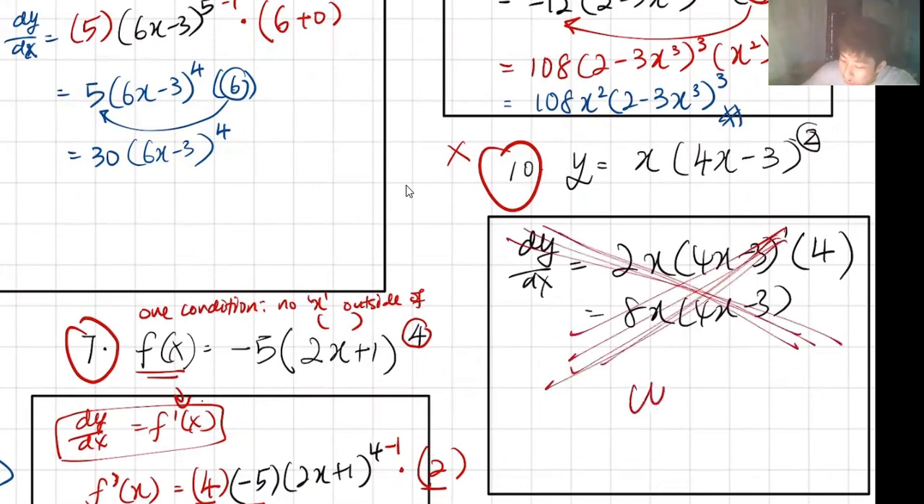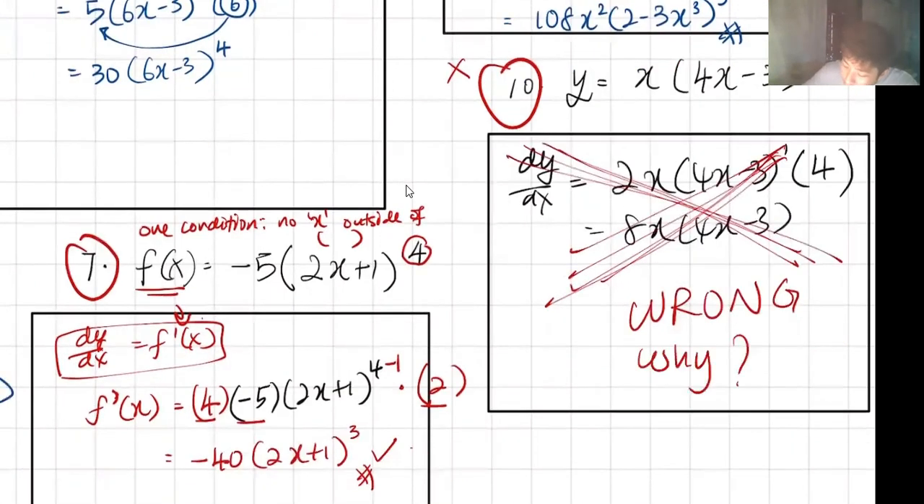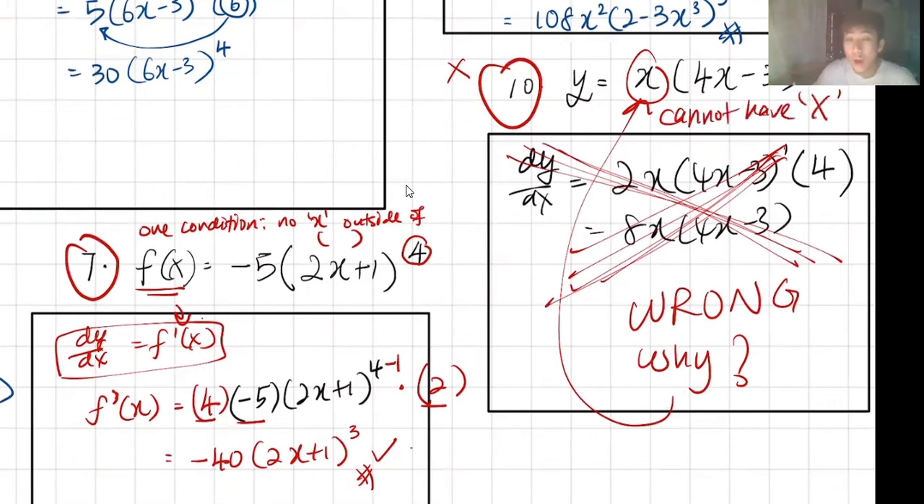This is wrong. Why? Because of this thing. You cannot have that. You cannot have x outside the bracket. I repeat many times because this one I didn't know. Why I repeat so many times is because I didn't know this one last time. I made mistakes before. Then only I learned.